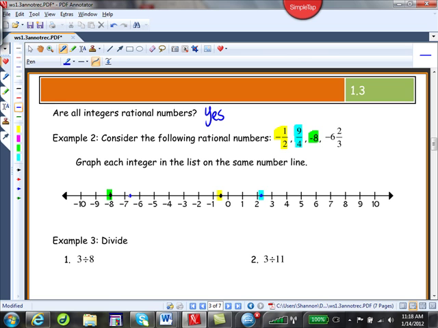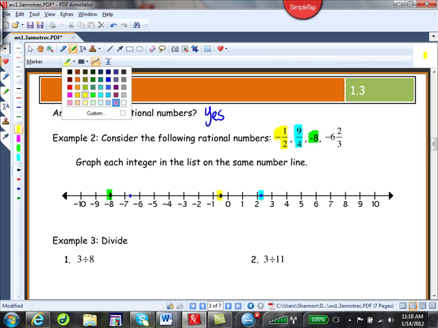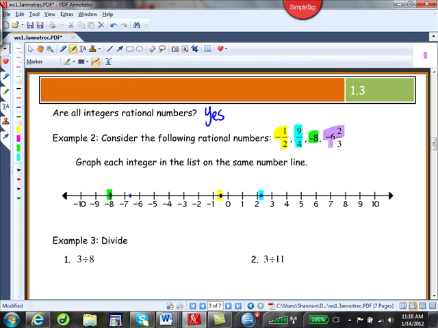It's good to know where numbers are located on the number line, at least have kind of a gut feel for that.